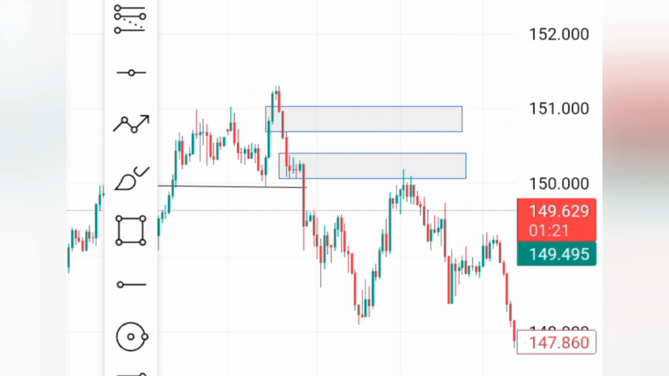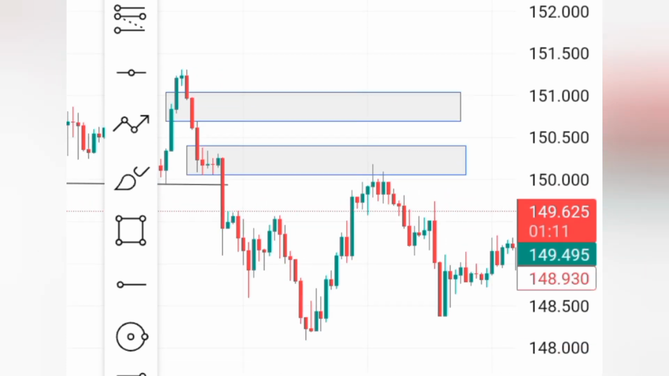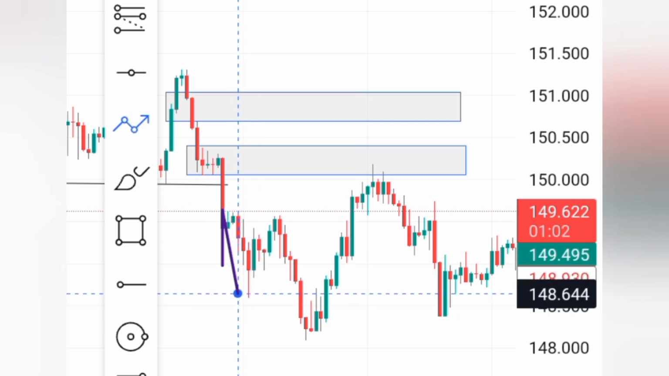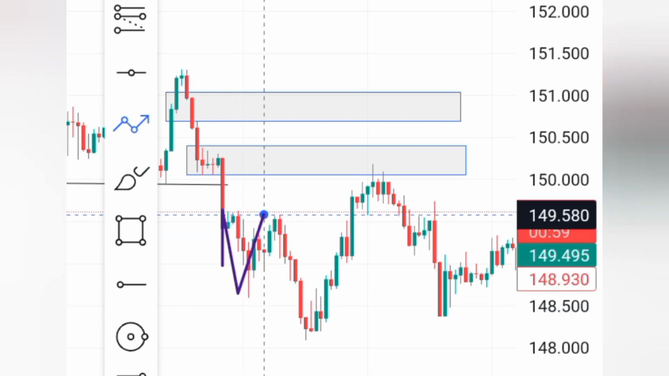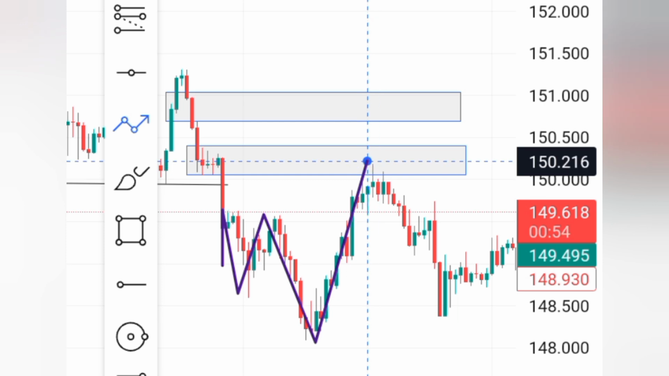Sometimes we even enter on this 1 hour time frame. I'm considering this 1 hour time frame, but sometimes we enter from there too. So now you can see how the market behaved. It started selling here, started giving us some lows right here. Then you can see when it reached here, yes, that's when we sold from there.